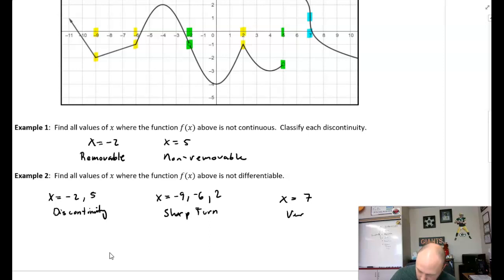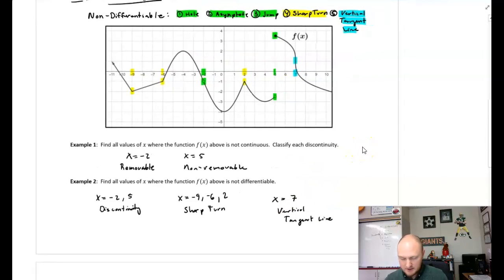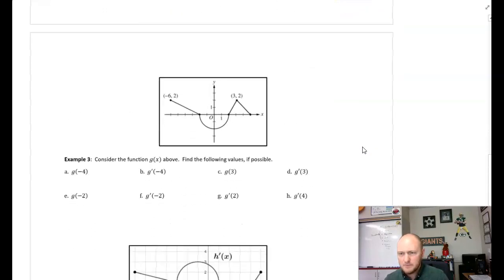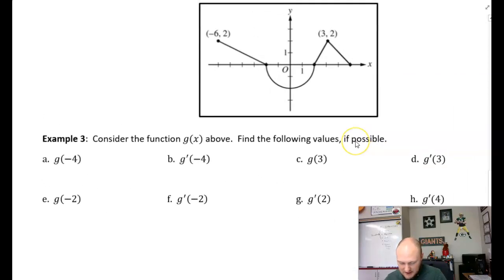Okay. And then lastly, x equals 7. This is a vertical tangent line. Okay. All right. So those are non-differentiabilities, non-differentiable points at those x values. Awesome. Okay. So let's go ahead and look at a graph and see how this applies.